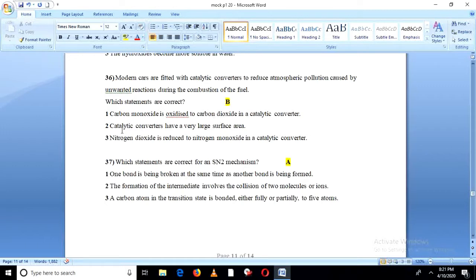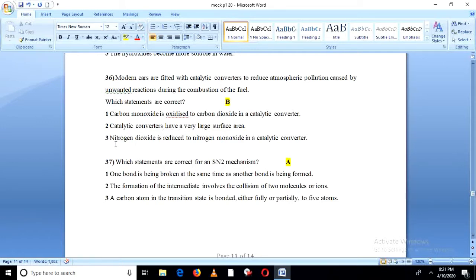The second statement, catalytic converter have a very large surface area. Yes, we have to provide a very large surface area to platinum and rhodium so as to catalyze the gases and convert the dangerous or pollutant gases into non-pollutant gases.